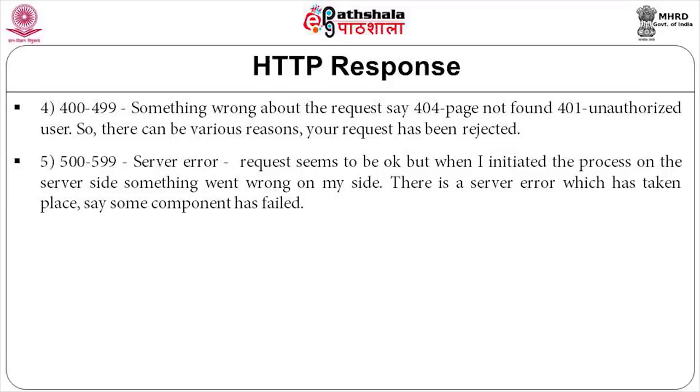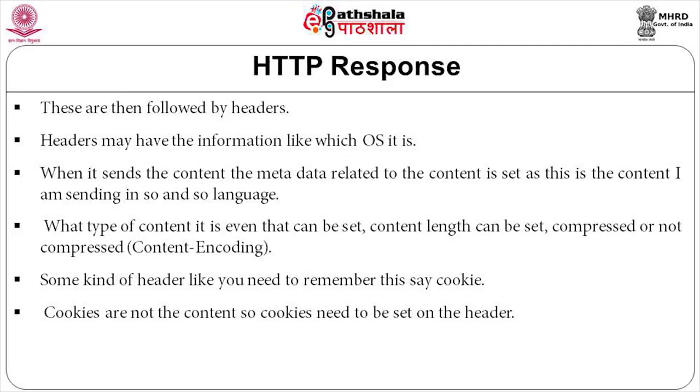So these are the various categories of response codes you have in your response. The first line in an HTTP response is the response line, whose first field is the protocol version, followed by the response code and some text corresponding to the response code. This is then followed by a set of header lines. There are headers to indicate which server and which OS it is. When it is sending content, there is also metadata related to the content.